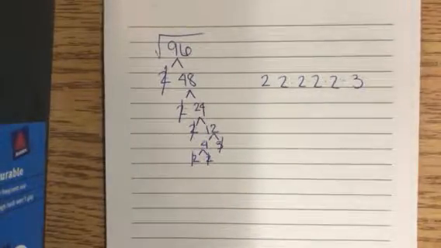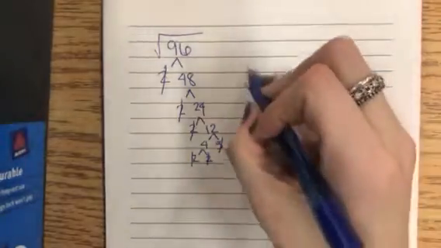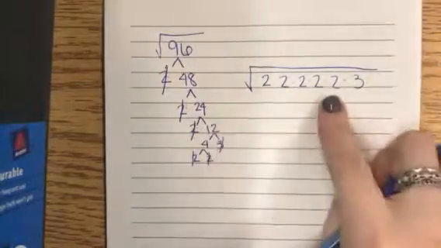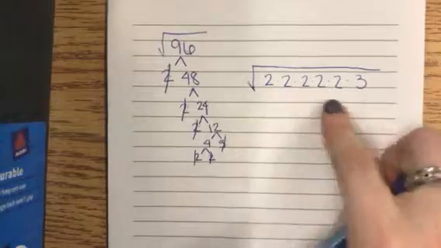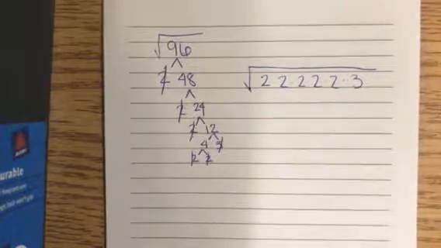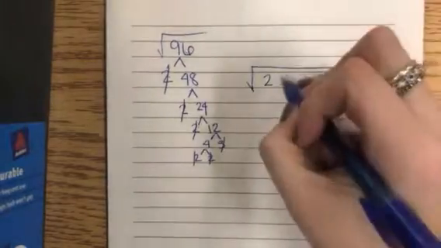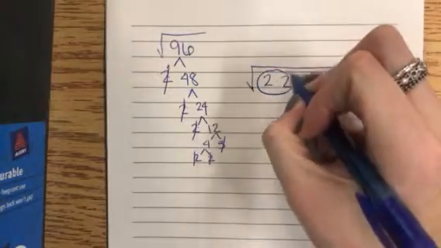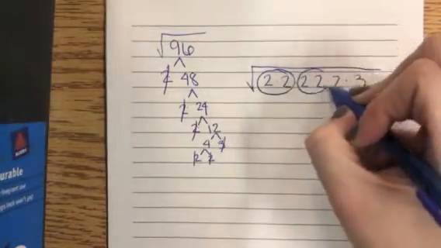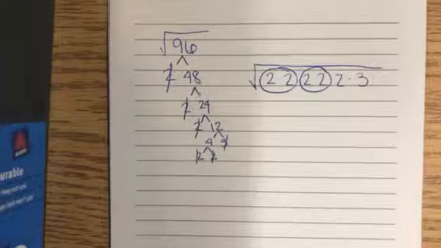Okay, now once I'm here, what's actually happening is I've now just rewritten 96. So this still says the square root of 96. I've just written it out in a prime factored form. Okay, and I'm going to look for all the pairs. So here I have a pair of 2s, and here I have another pair of 2s.